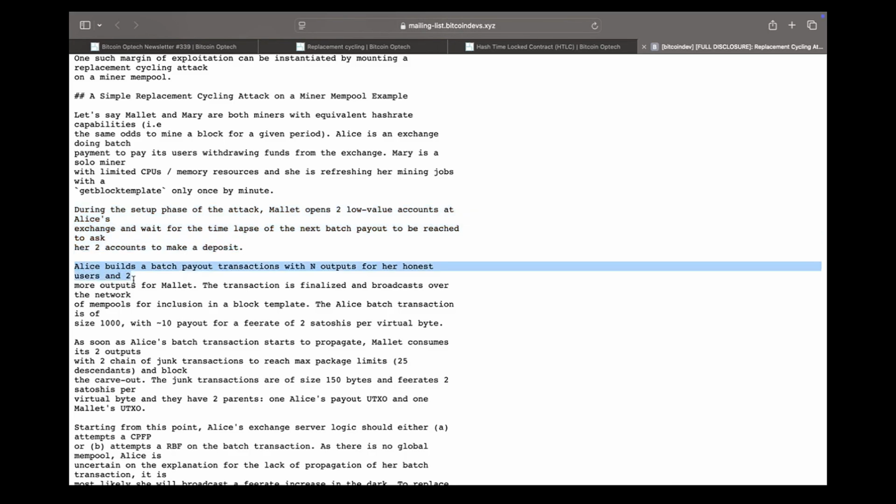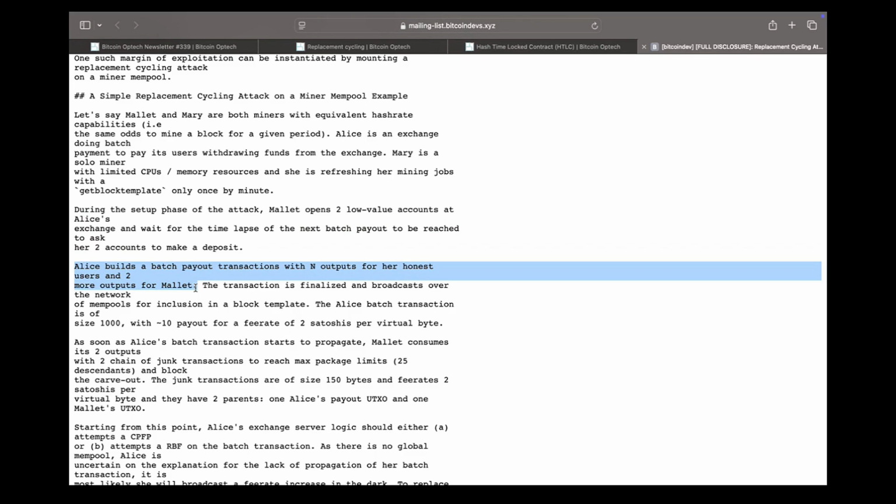So Alice builds a batch payment transaction with n outputs for her honest users and two more outputs from Mallet, right? So what does Alice do? Alice creates n outputs, like we just discussed, that exchanges usually issue batch payments, right? So if there are 1,000 people who want to withdraw their funds from an exchange, the exchange will not create 1,000 different transactions for 1,000 users, right? Because that incurs a lot of fee. What they'll do is they'll create one batch payment, one input that will pay 1,000 users, right? Because that is very cost efficient.